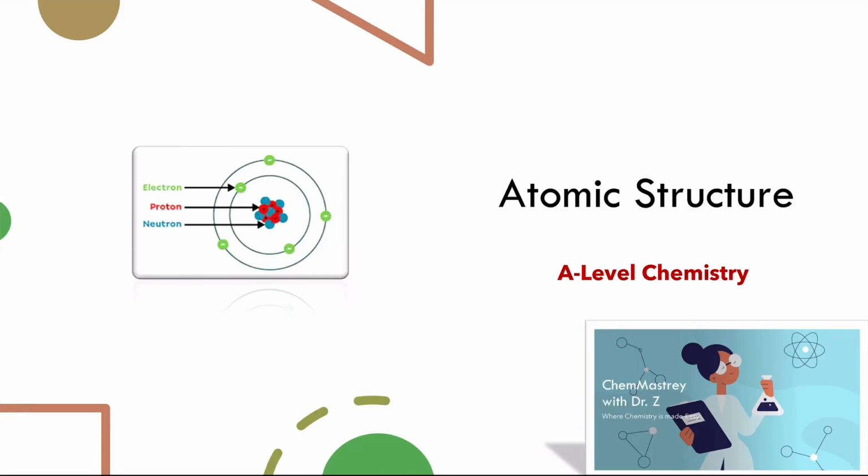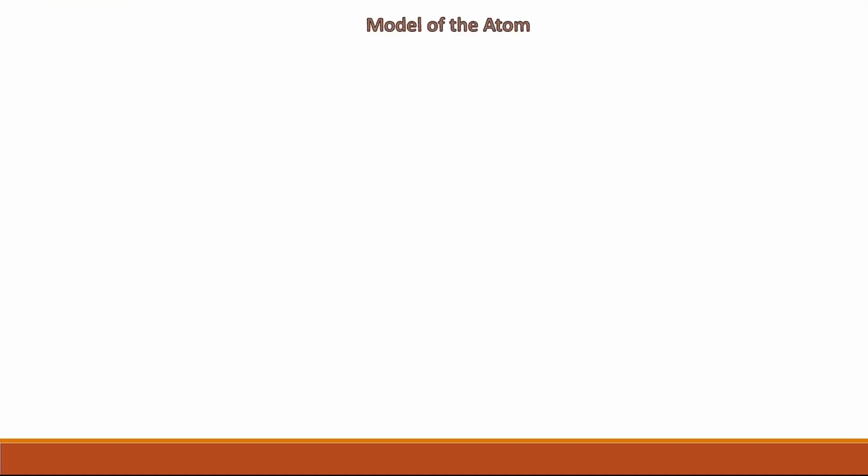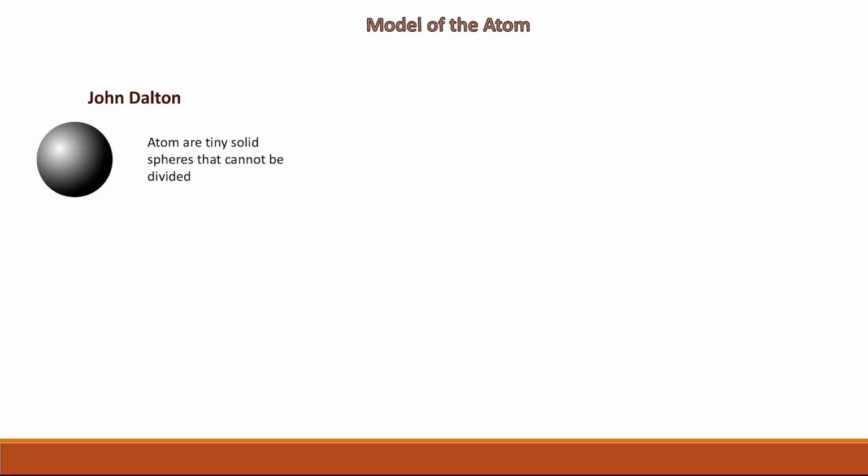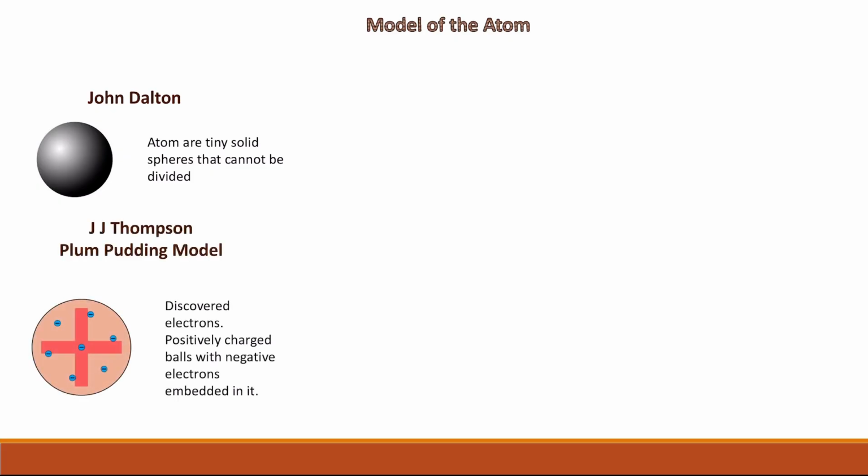Atomic structure, A-level chemistry. Let's recap on the model of the atom. John Dalton was the first scientist who described the structure of an atom, and he described an atom as a tiny solid sphere that cannot be divided. And then J.J. Thomson came with the plum pudding model. J.J. Thomson discovered the electrons, and he described an atom as positively charged balls with negative electrons embedded in it.